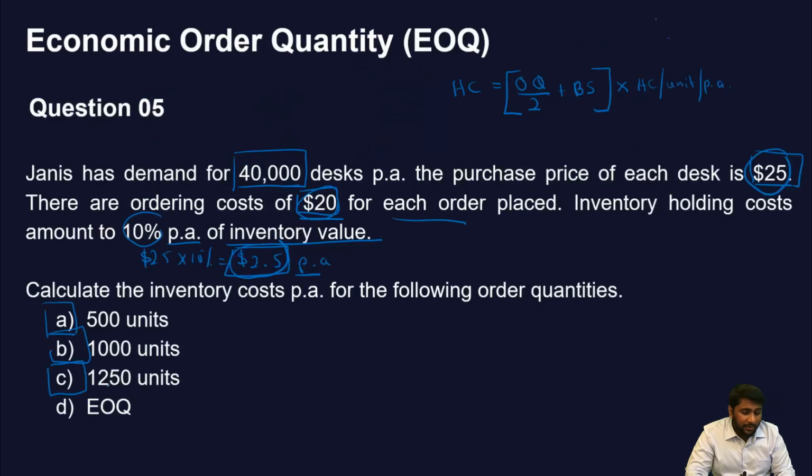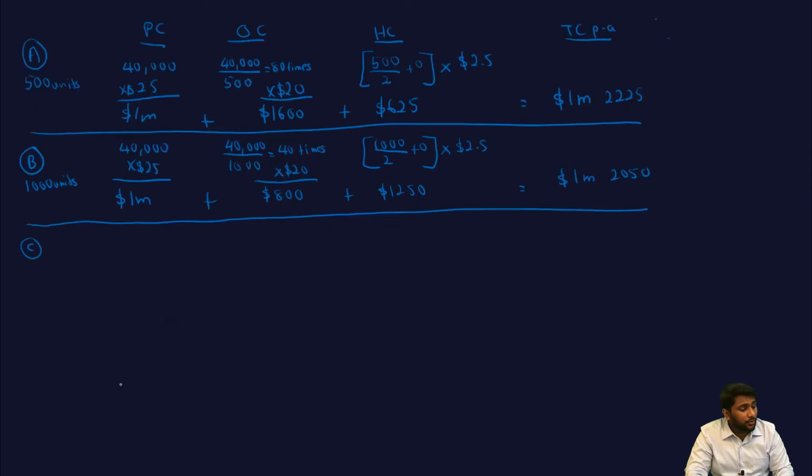Manager C is telling you: don't order 500, don't order 1000, order 1250 units. So if you order 1250 units, let's see what your total cost will be. Somehow you are going to order 40,000 units, and each unit costs $25, so your purchasing cost is 1 million. Purchasing cost will not change unless there is a discount. I will show you how the numbers change if there is a discount, so please be patient.